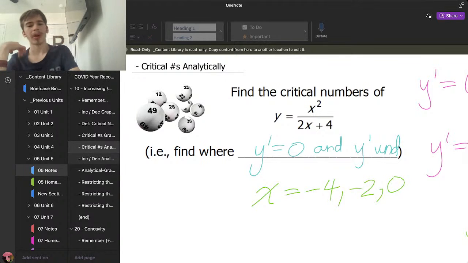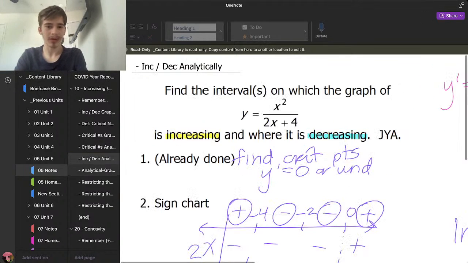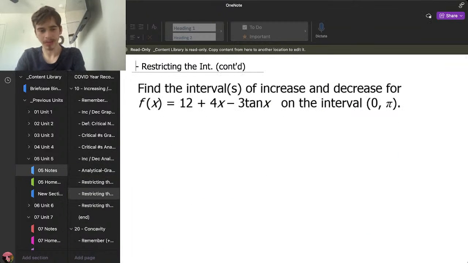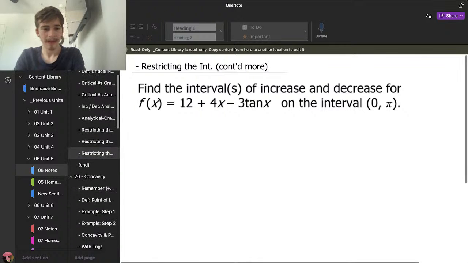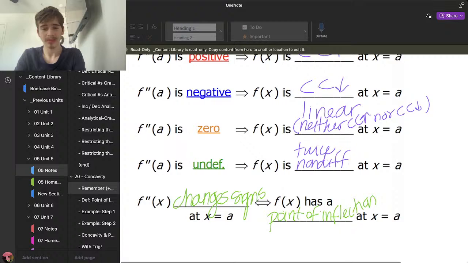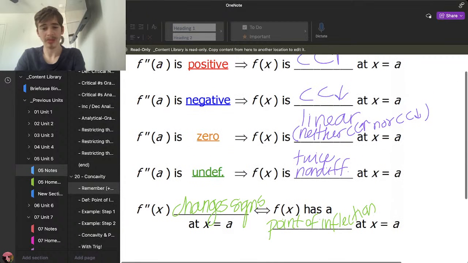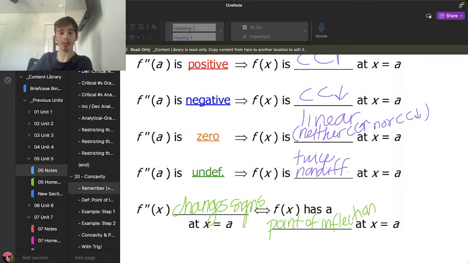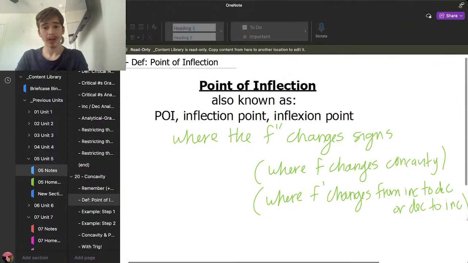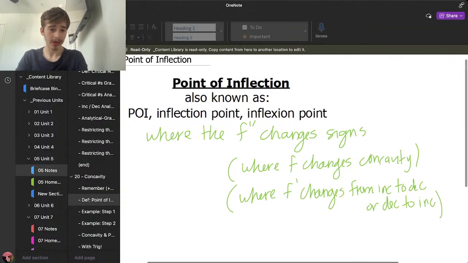Okay. f prime 0, f prime undefined, critical numbers. Not bad. Increasing, decreasing behavior should be implied from unit 2. If f double prime changes sign, or f prime changes from increasing to decreasing or vice versa, then there's a point of inflection at that point. Point of inflection, yeah, there we go, literally what I just said.